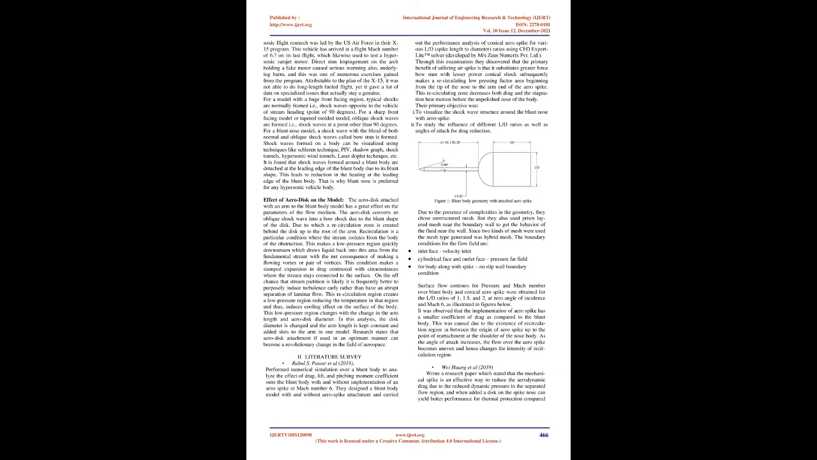For a blunt nose model, a shock wave with a blend of both normal and oblique shock waves, called a bow shock, is formed. Shock waves formed on a body can be visualized using techniques like Schlieren technique, PIV, shadowgraph, shock tunnels, hypersonic wind tunnels, laser Doppler technique, etc. It is found that shock waves formed around a blunt body are detached at the leading edge of the blunt body due to its blunt shape.